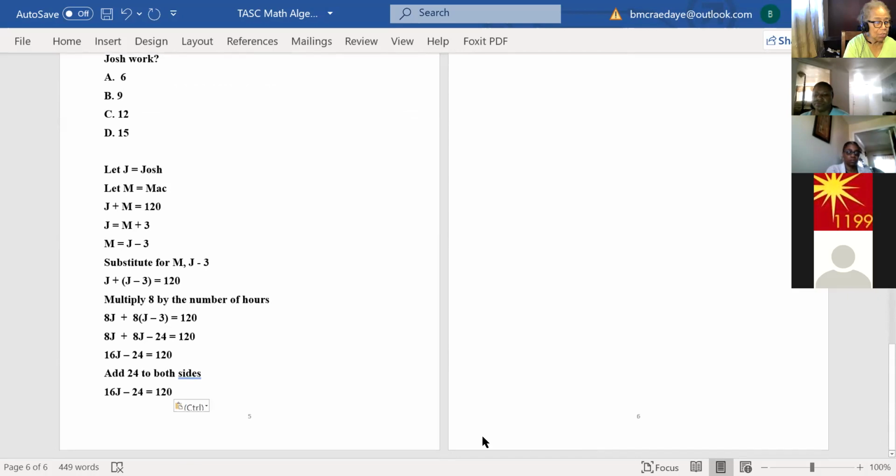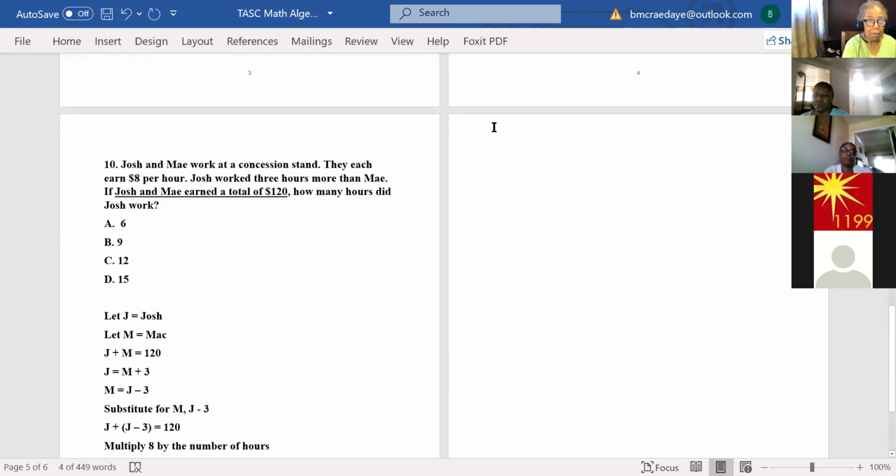Put this here. So add 24 to both sides, and I got 16J. Let me just add it. Copy this over here and do our adding. And like Michelle said, we get 16J. Okay, so we add the 24.